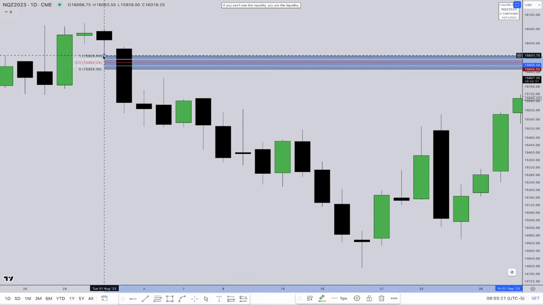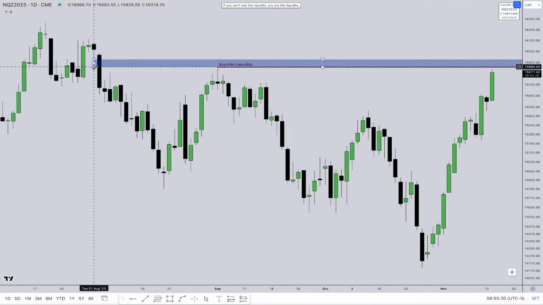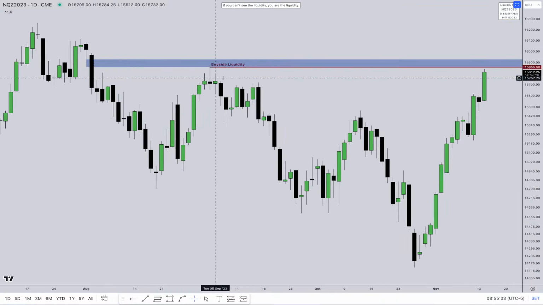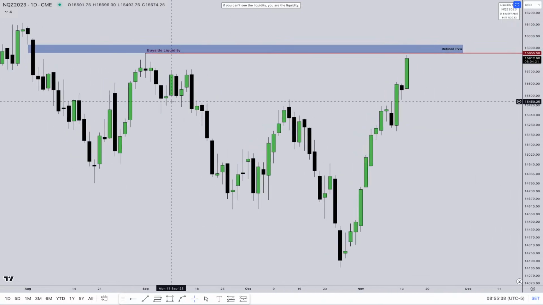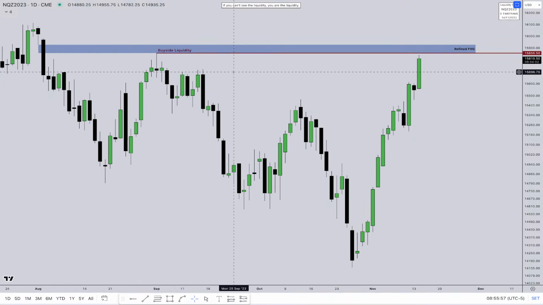So you should take note of all these levels, because price, if it attacks this high, and this is what I'm expecting from price, to attack this high, how further can it reach to the upside? As I've mentioned, we have the low of the refined fair value gap, which is basically the buy side liquidity, the consequent encroachment, the high, and the two quadrants, which are the 25% and the 75%. So these are primarily the levels that I'm looking at if price attacks this buy side liquidity.